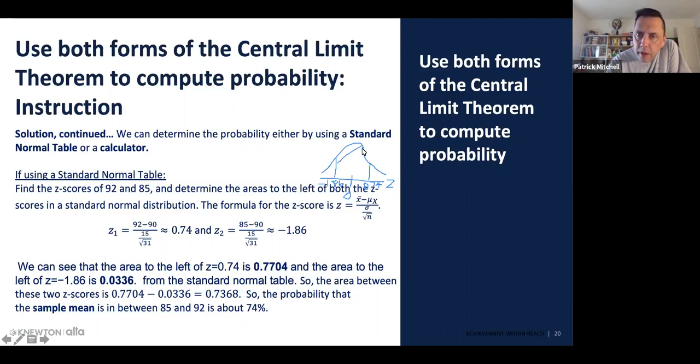Okay. So we're looking for the area between those two z-scores. If you remember from chapter 6, the way we did that is we went over to the table.